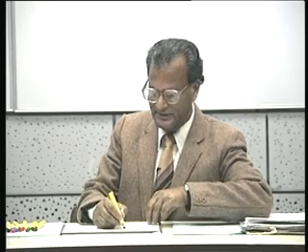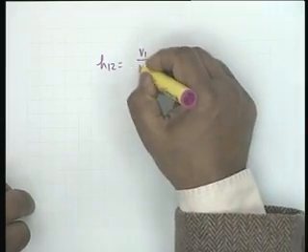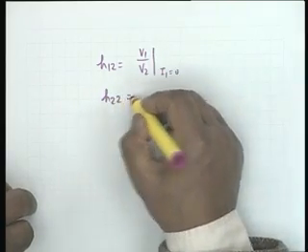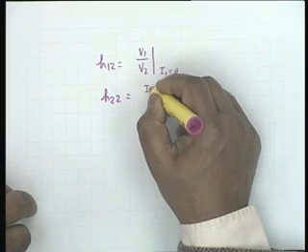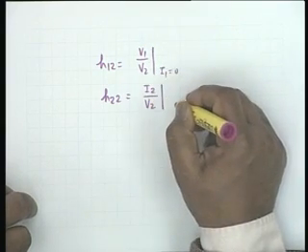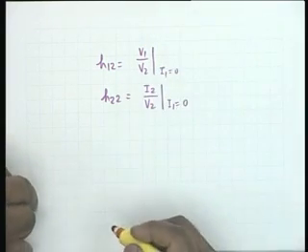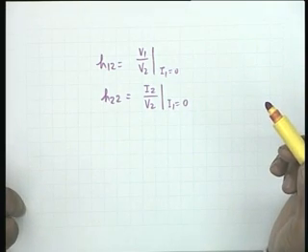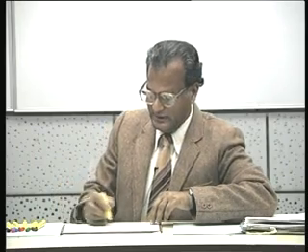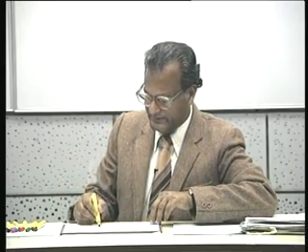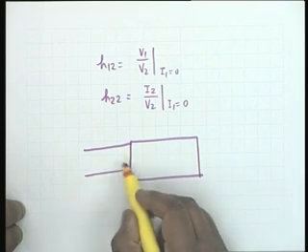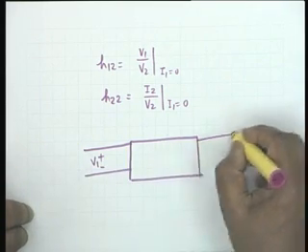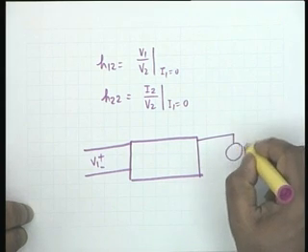Now, let us look at the other two parameters, namely H12 is equal to V1 by V2 with I1 equal to 0, and H22 is I2 by V2 with I1 equal to 0. I1 equal to 0 means open circuit at port number 1. So, let us draw the circuit, let us draw the block. Port number 1 is open circuit, and therefore, no current, the only thing you can measure is the voltage, and at port 2 there is a voltage excitation V2.